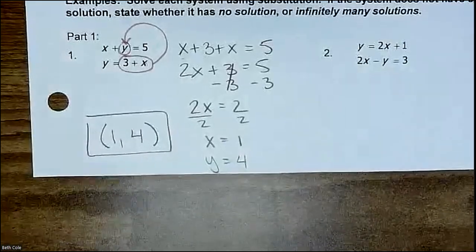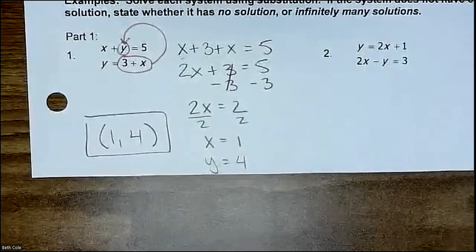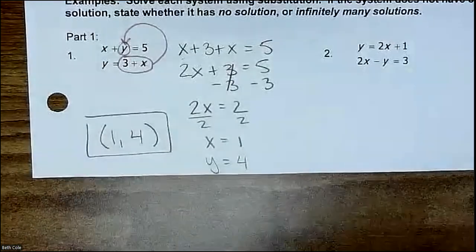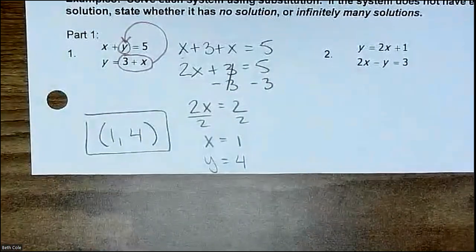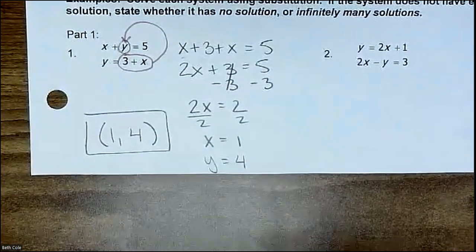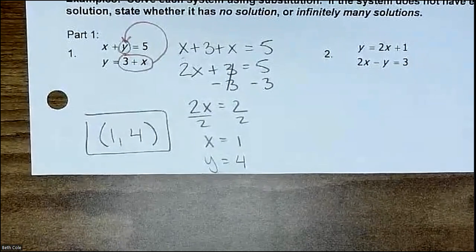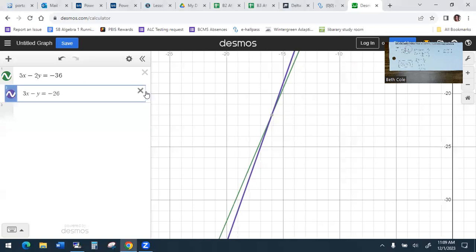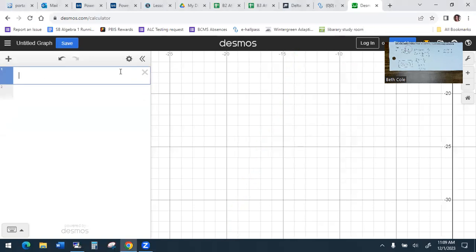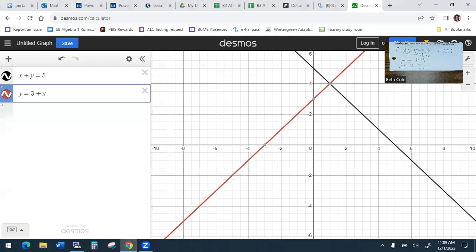How do you think you could check that answer to make sure it's right? Put this in Desmos, click on the intersection, and it will be 1, 4. Okay? You want me to show you that? I can show it to you if you want. It'll only take a second. Here, look, if you're not sure if you're right or not, what was the first one? X plus Y equals 5. And then what was this one? Y equals 3 plus X. I'm going to hit the home button. Boom, 1, 4. Cool?